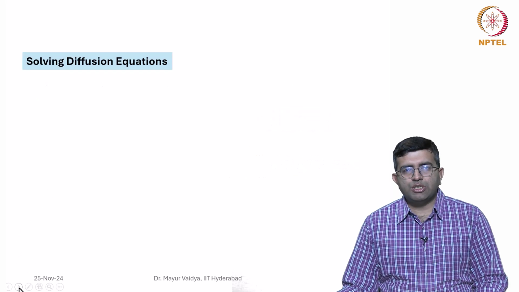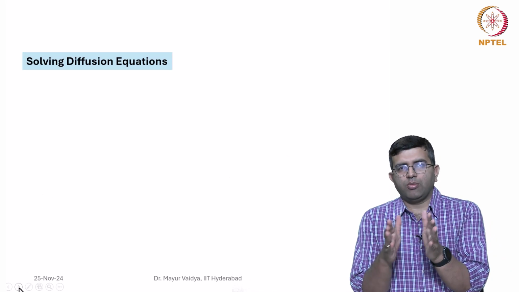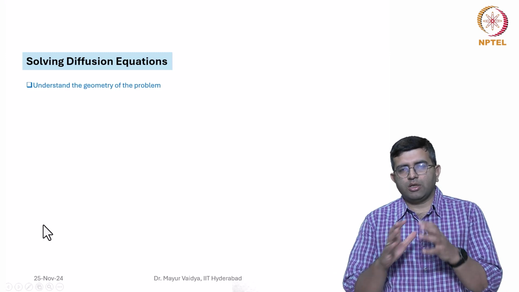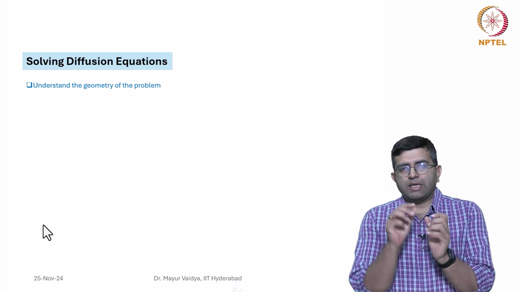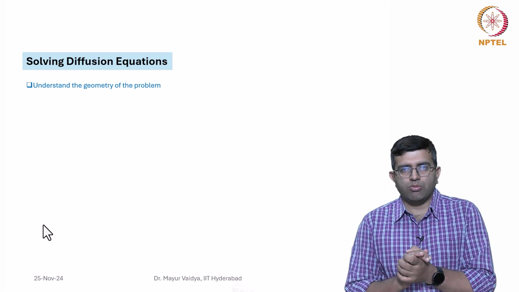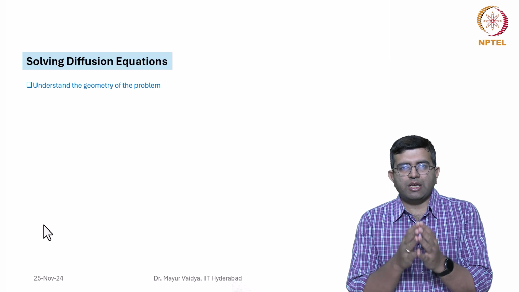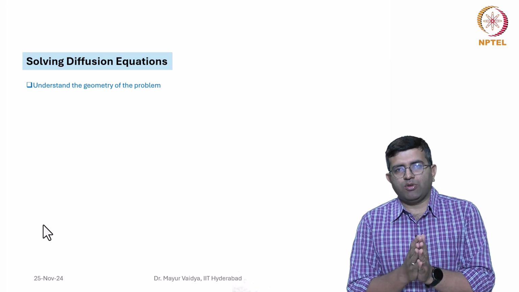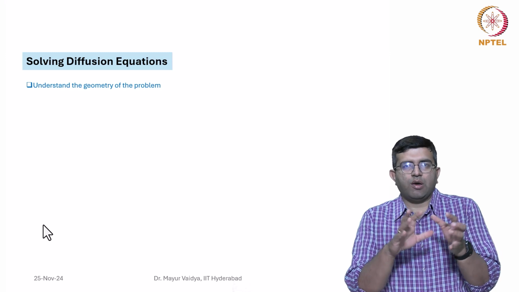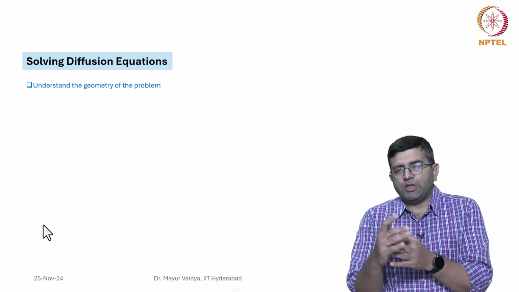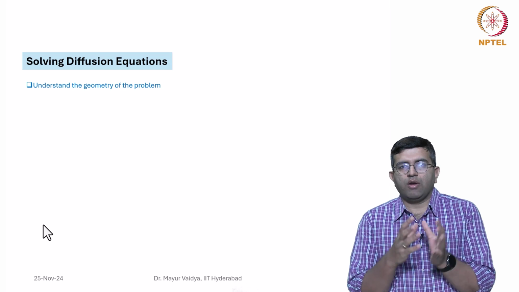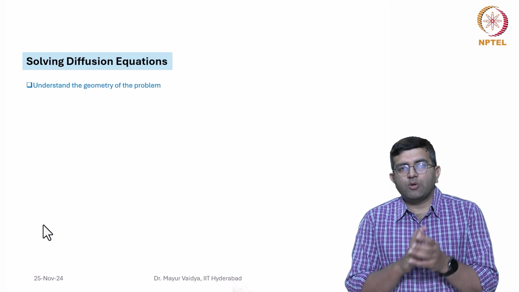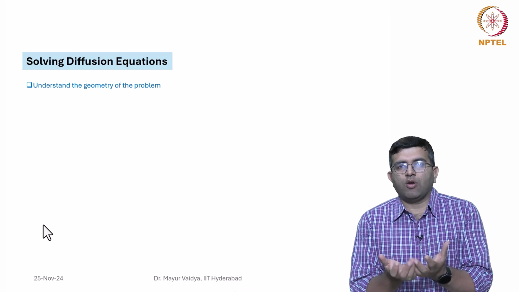Just before we go to the actual problem, I'll tell you some general steps. Whenever we are solving diffusion equations, there are some general points that you should remember. First, we have to understand the geometry of the problem. Like I told you in the lectures on Fick's laws of diffusion, you can have Fick's law applied in different forms depending on whether you have a Cartesian geometry, a cylindrical geometry, or a spherical geometry. So understand the geometry of the problem.